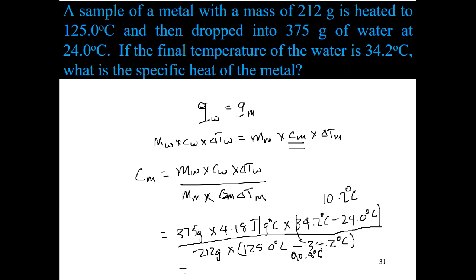And then we just have to do our number crunching for the rest of it. 375 times 4.18 times 10.2 divided by 212 divided by 90.8. And according to my calculation, this works out to be 0.831 joules per gram degrees Celsius. All right, and that's basically how you would do that.